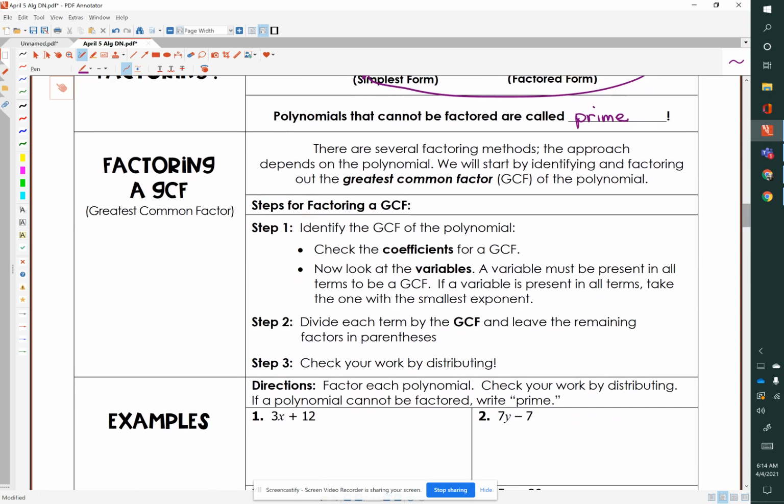So now we're going to do a bit of factoring. I'm going to show you a number of ways to factor over the next couple of weeks, but we're going to start with factoring a GCF, the greatest common factor.